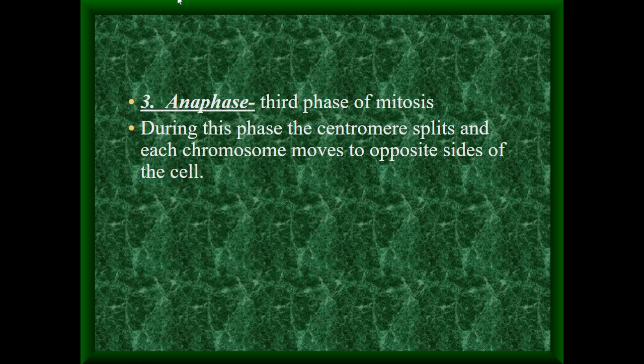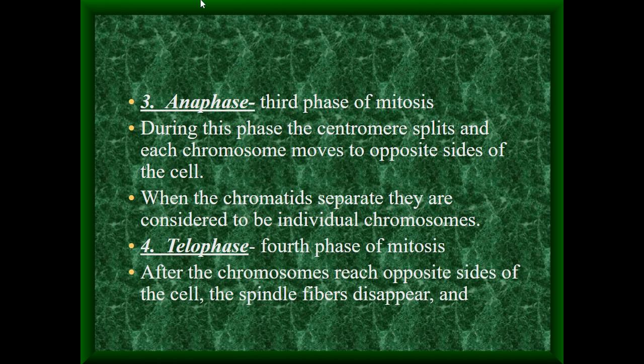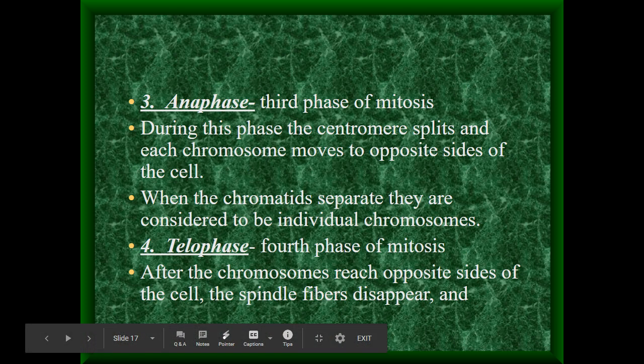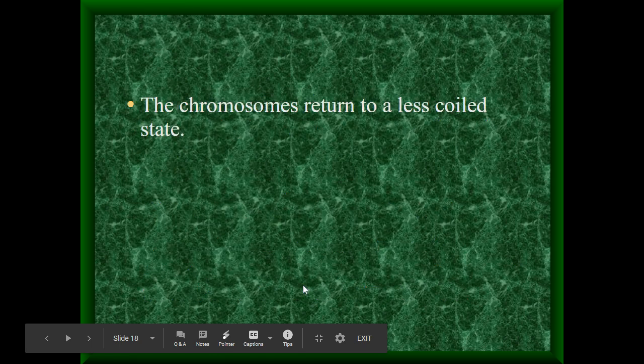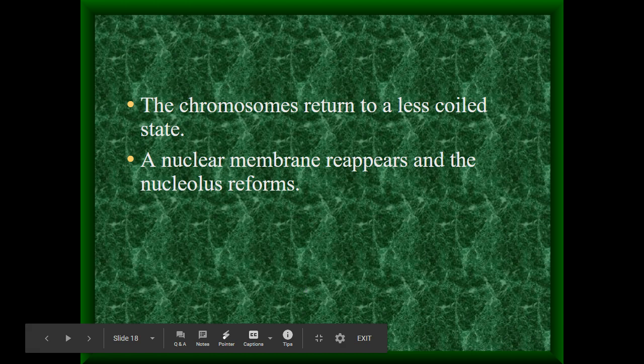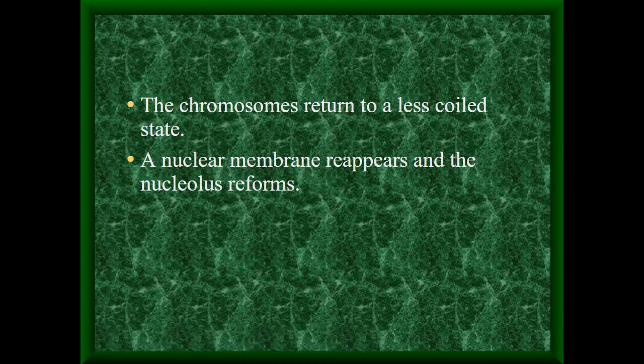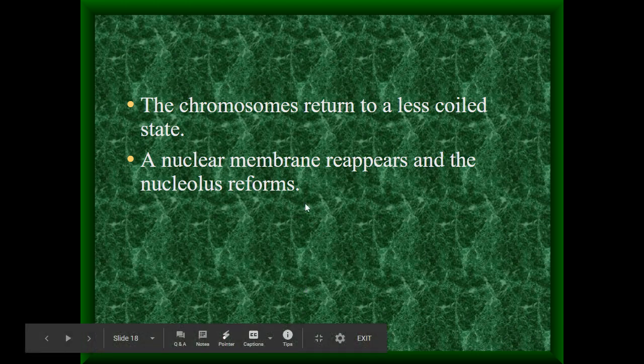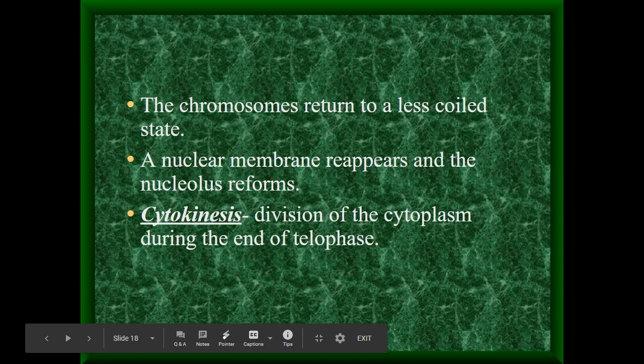Anaphase is the third phase. During this phase, the centromere splits. Each of the chromosomes move to an opposite side of the cell. So we split, we have the chromosomes moving to the opposite side of the cell. And telophase is the last stage. After this, the opposite sides of the cell form, the spindle fibers disappear, the chromosomes return to a less coiled state, and now our nuclear membrane reappears and the nucleolus reforms.